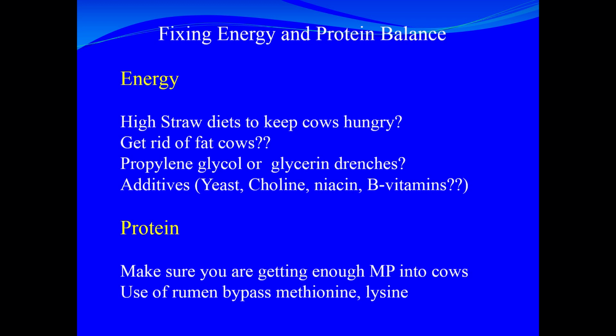For protein balance, make sure you're getting enough metabolizable protein into the cows. That's somewhere around 1,100 to 1,200 grams of metabolizable protein each day. It's not simply putting them on a 14% crude protein diet. Look at the metabolizable protein. This is also the place where you might use bypass methionine, rumen bypass lysine if it's available.